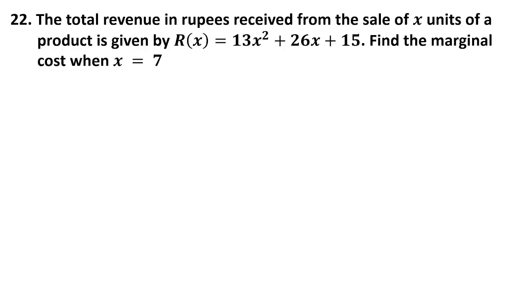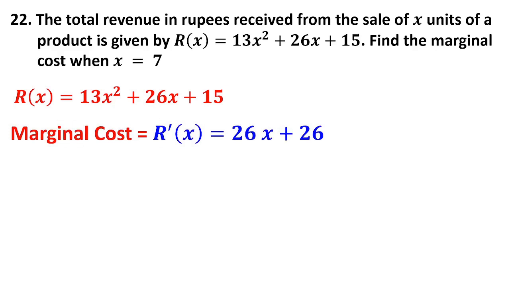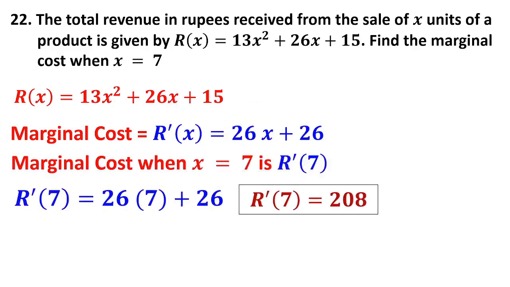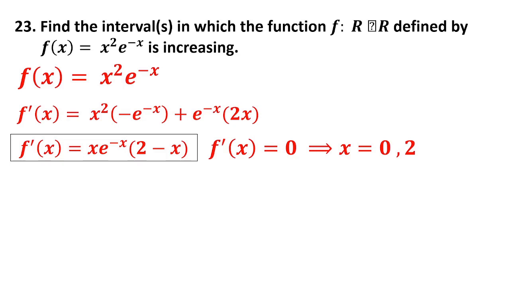Go to question number 22. Total revenue is given and find the marginal cost. You know the formula for marginal cost. Marginal cost is the first derivative of the revenue function. Therefore, you have found it. And when x is equal to 7, 26 into 7 plus 26, the answer is 208. Go to question number 23.